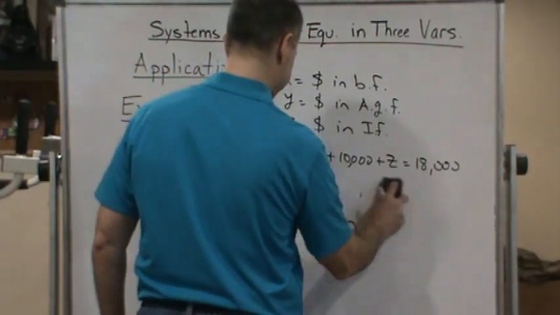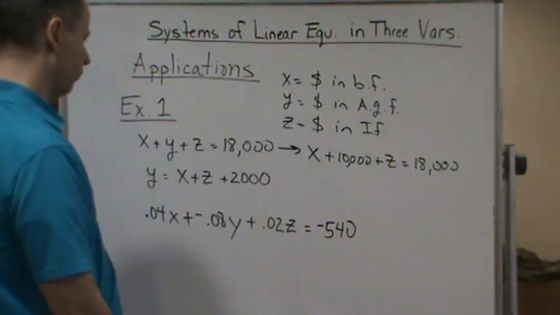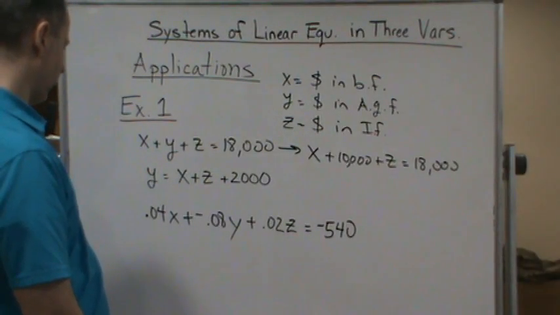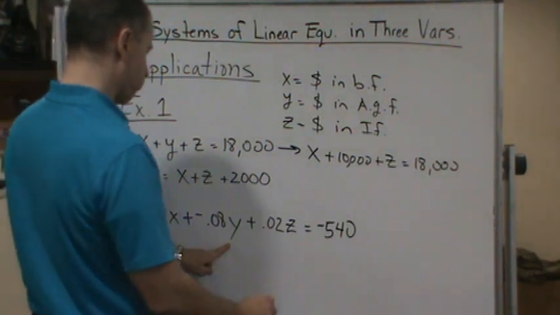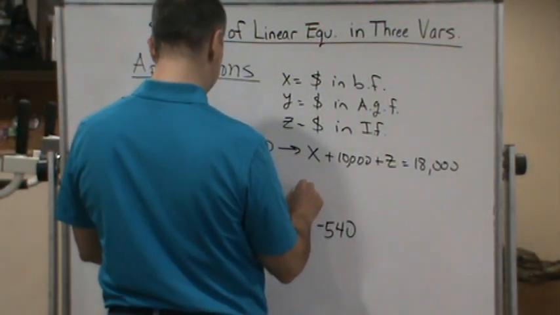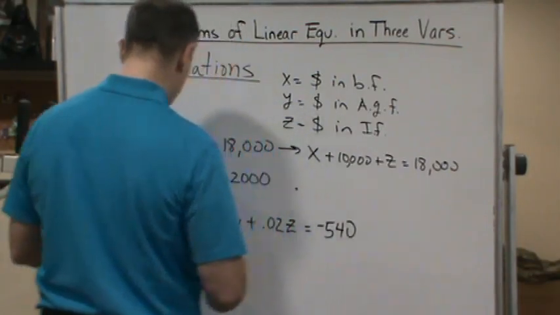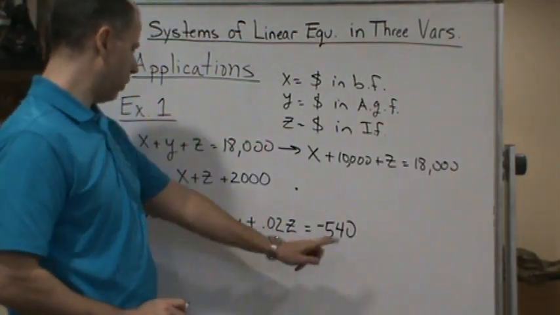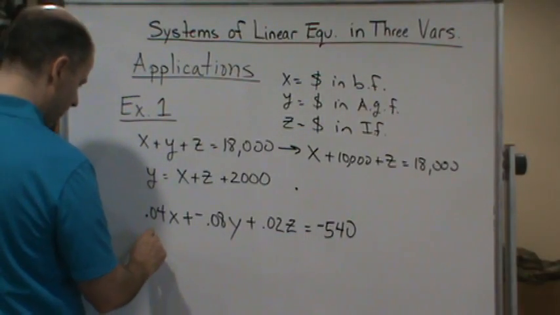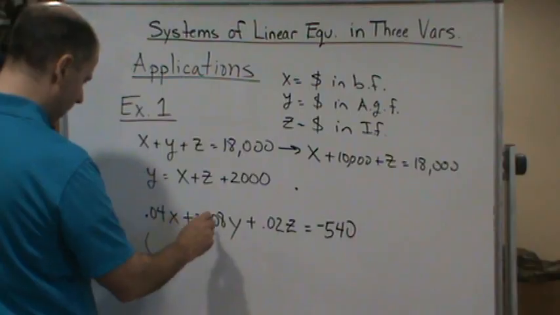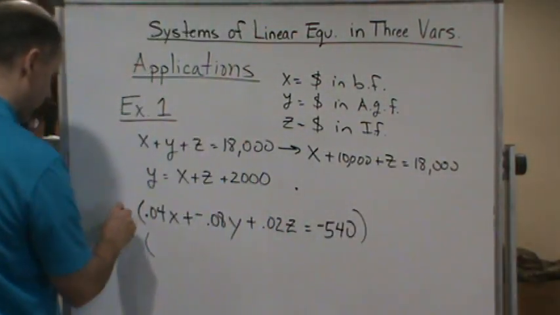Let's do this. Let's plug y into this one. So we get, in fact, why don't we multiply the whole thing by 100 to get rid of the decimals? Let's do that first. So let's multiply by 100. Okay, so we'll take this and multiply by 100.